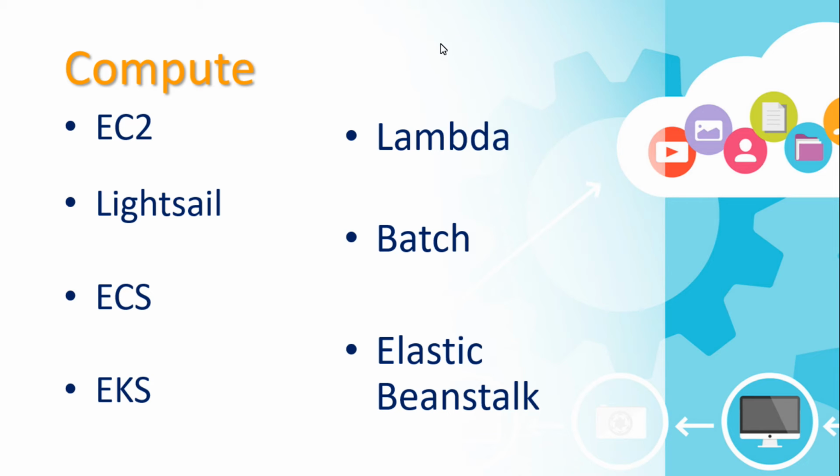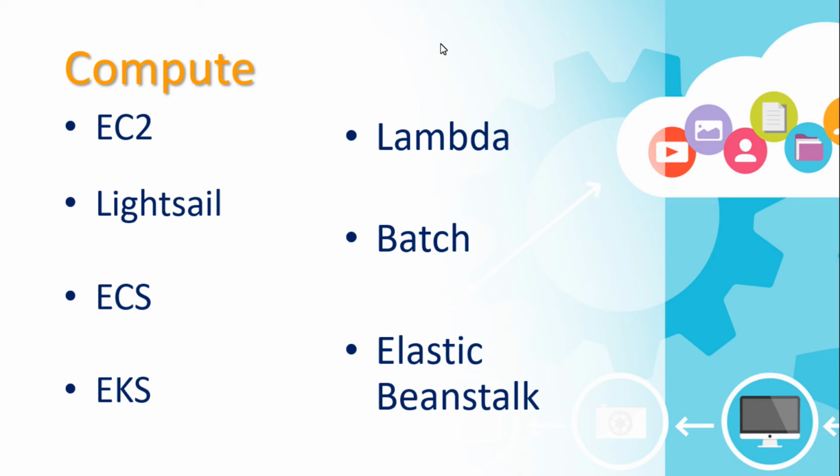Then we have ECS and EKS. These both are container services, because containerization is a very new term in the market. Earlier, we used to do most of the stuff with virtualization. Now containerization comes into the picture. If you're talking about the DevOps terminology in CI/CD, most of the companies are using Docker and Kubernetes. So basically, ECS is the alternative for Docker containerization, and EKS is if you're planning to use Kubernetes in the AWS cloud.